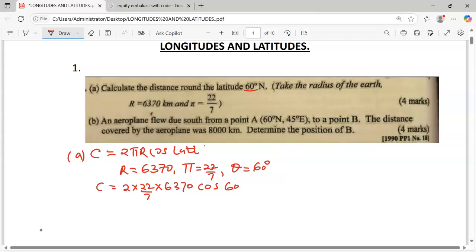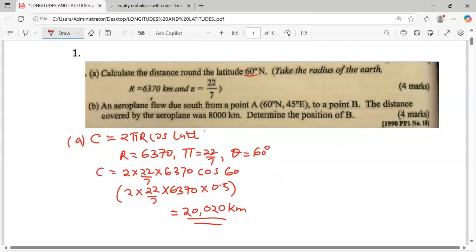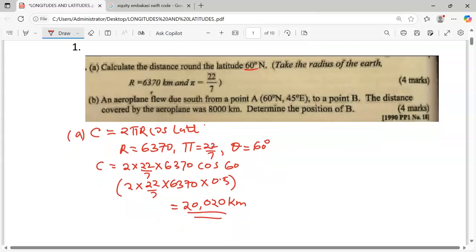In this case, we are going to have 2 times 22/7 times 6370. You multiply by the cos of 60, which is 0.5 or half, and the answer to this question will be equal to 20,020 kilometers. That is the answer to part A of the question, or distance round the latitude.